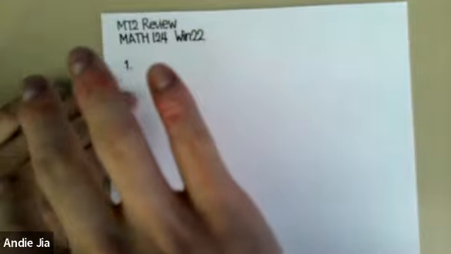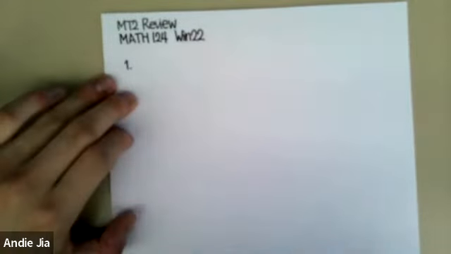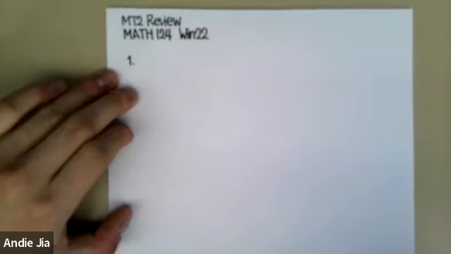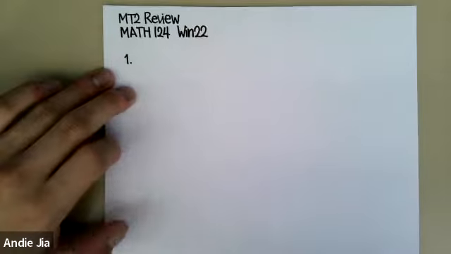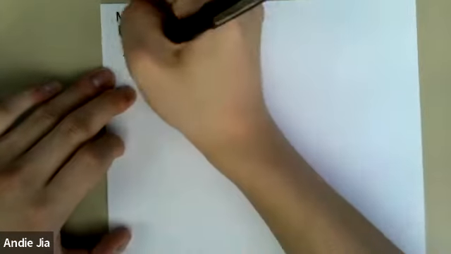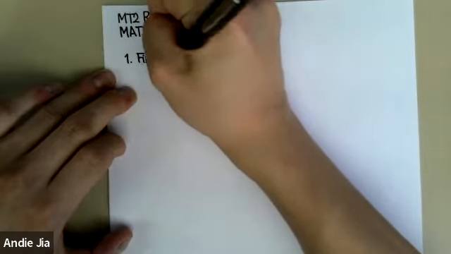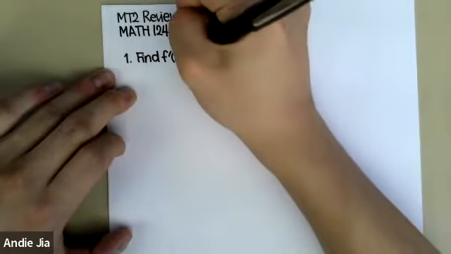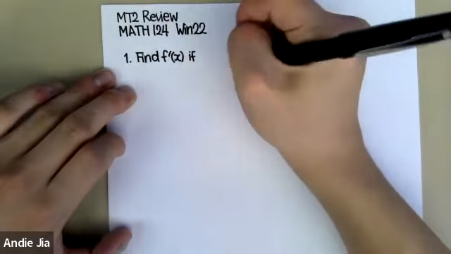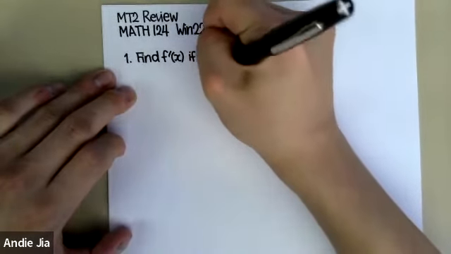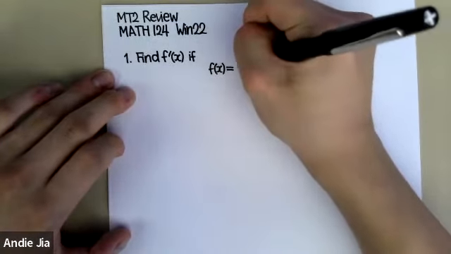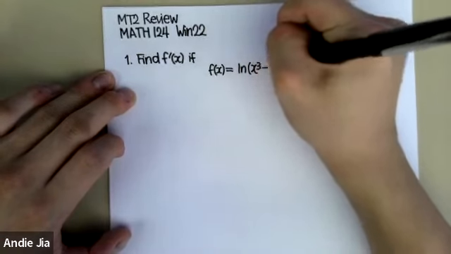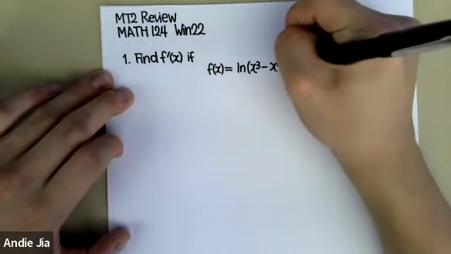It's a chain rule. The chain rule is one of the most used and powerful derivative rules in the midterm and the final. So I'll introduce the problem: find f prime of x if f of x is the natural log of x cubed minus x squared minus 1.